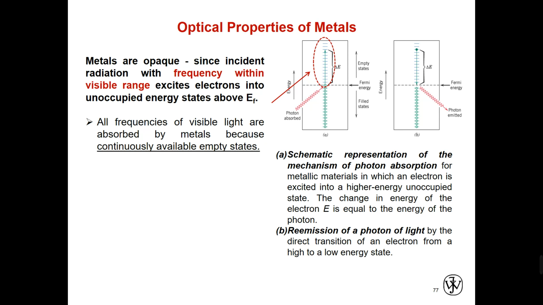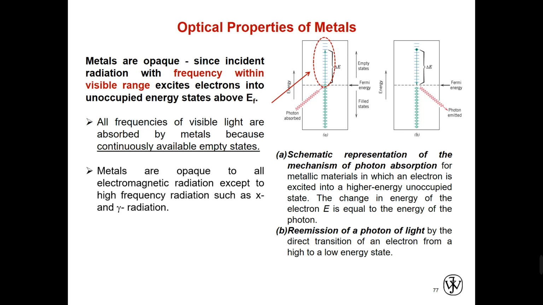All frequencies of visible light are absorbed by metals because of continuously available empty states. So the electron from the valence band will move on to the empty states in the conducting band. Schematic A will be the schematic representation of the mechanism of photon absorption for metallic materials, in which an electron is excited into a higher energy unoccupied state. The change in energy of the electron, delta E, is equal to the energy of the photon. Re-emission, B, is the re-emission of a photon of light by the direct transition of an electron from a high to a low energy state. The vice versa definition for both figures.